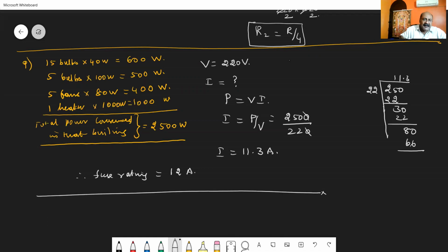Consider the 4 answers given. One is 14 ampere, one is 12 ampere. These two are greater than 11.3. The other two are lesser, so we can leave them out. Of the greater values, 14 ampere and 12 ampere, 12 ampere is nearer to 11.3 ampere. So I have chosen the option 12 ampere. So option D is the answer.